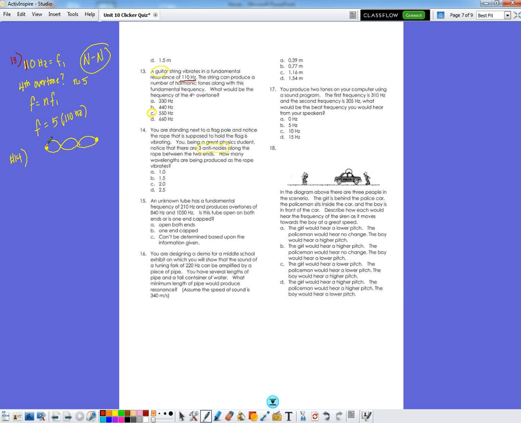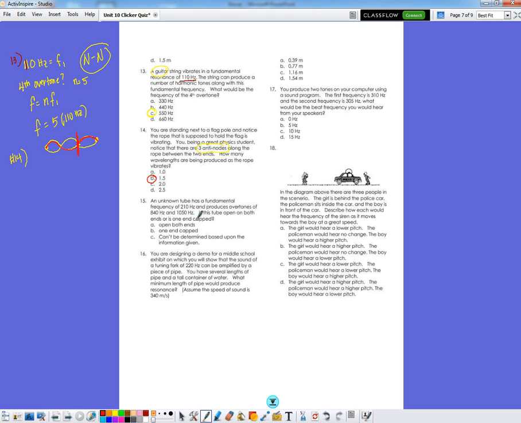Well, what is a wavelength? If we start here, one wavelength will end up here. So you have one wavelength and there is another half. So your answer should be 1.5.